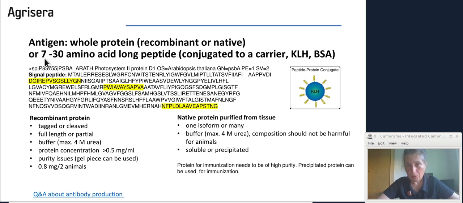A very popular way to produce antibodies is to use synthetic peptides, which can be 7 to 30 amino acids long, and due to the fact that they are so small, they need to be conjugated to a carrier. So a much larger molecule, in this case most commonly used is KLH, keyhole limpet hemocyanin from a mollusk, which has a size of over 1 million Dalton, and through the cysteine group, which is on the C or N terminal of a peptide, the peptide is attached to a carrier.